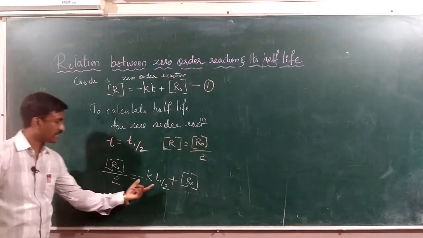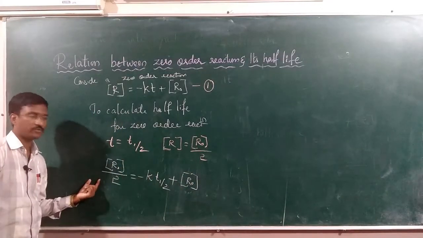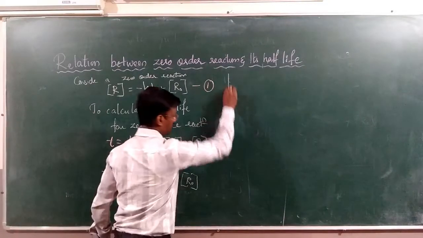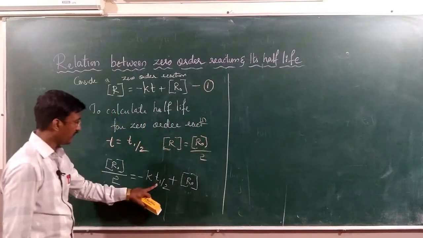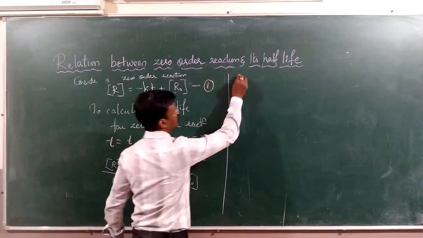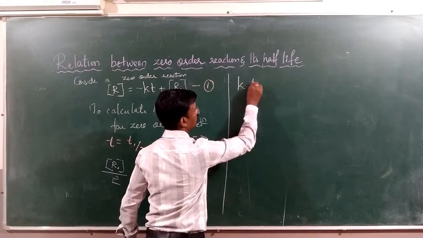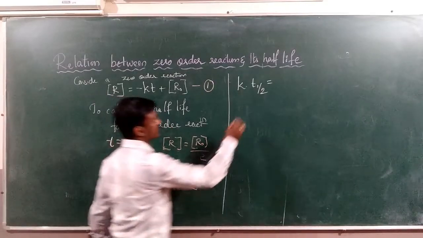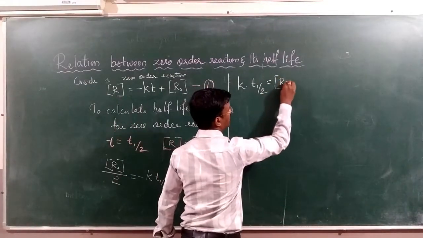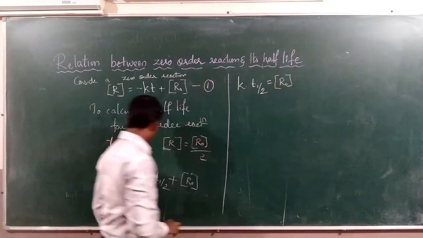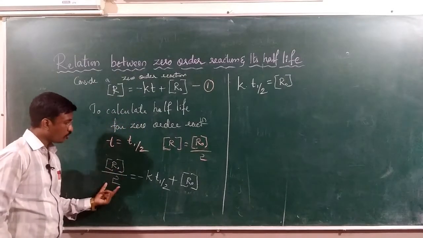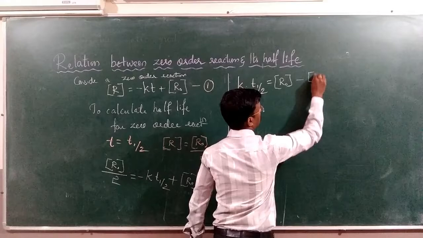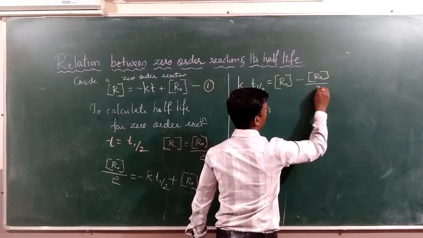Now again I will take this minus KT to the left side and R naught by 2 to the right side. So what happens? Minus K T half becomes plus K into T half is equal to R naught as it is, concentration of the reactant at initially, and this plus R naught by 2 when it moves to the right side becomes minus R naught divided by 2.